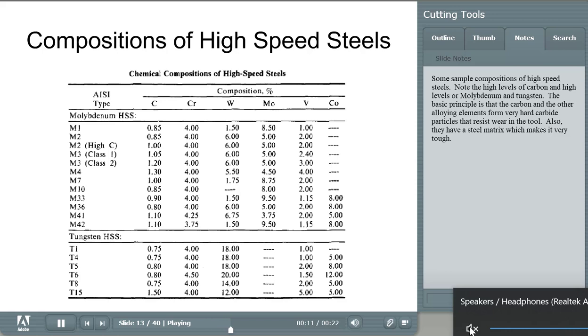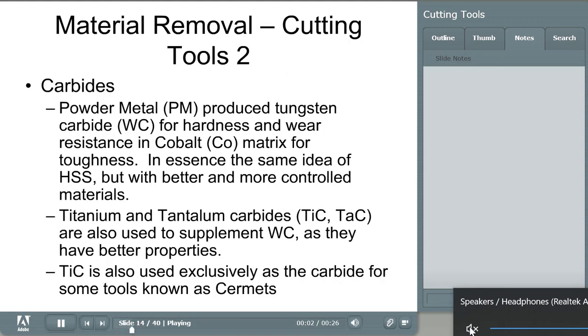The basic principle is that the carbon and the other alloying elements form very hard carbide particles that resist wear in the tool. Also, they have a steel matrix which makes them very tough. Carbides. Powder metal produce tungsten carbide for hardness and wear resistance and a cobalt matrix for toughness. In essence, the same idea of high-speed steels, but with better and more controlled materials.